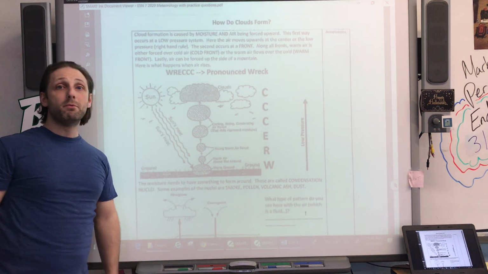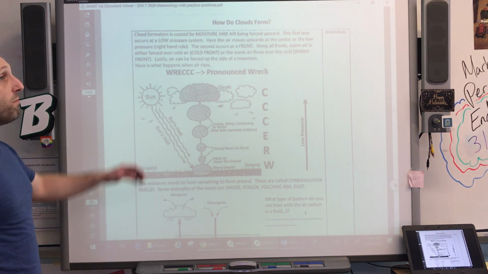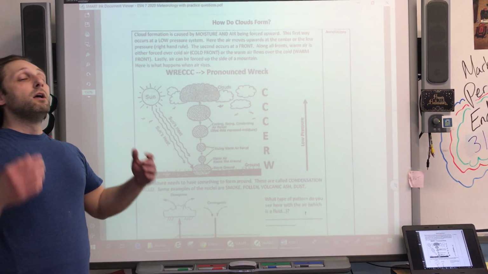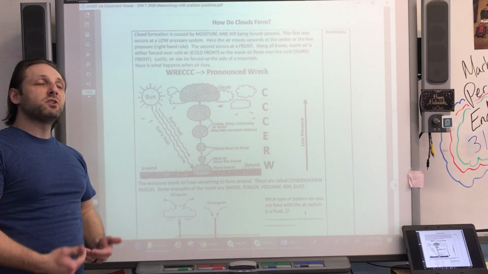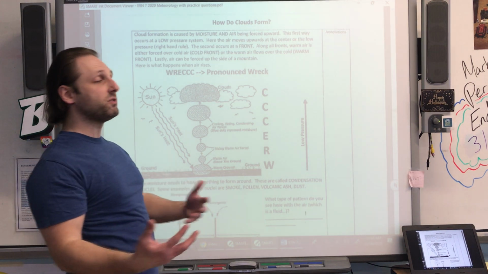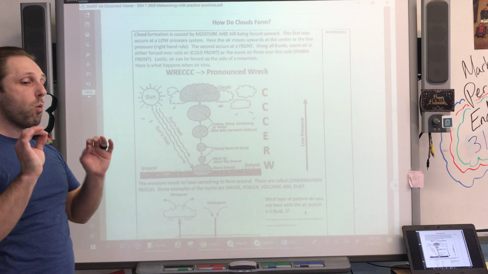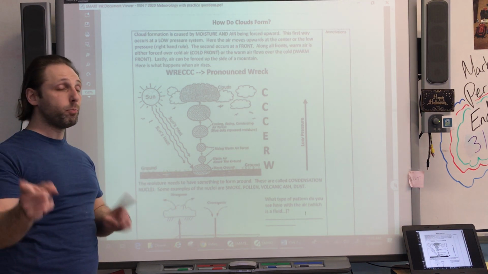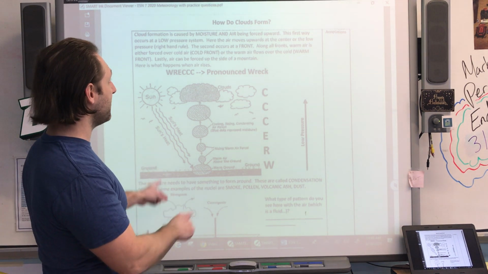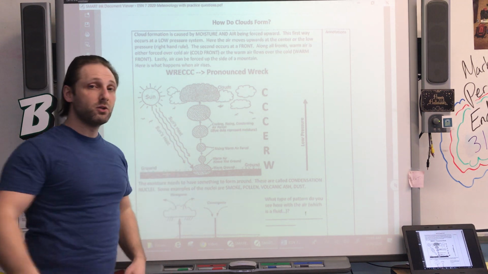All right, so before we get into independent practice, one more topic I'd like to refer to so that we can understand how fronts continue to enhance and help us understand the weather. All right, so cloud formation. We've got to talk about the fact that warm air is rising in a low pressure, and that will result in creating clouds. So back to the front.